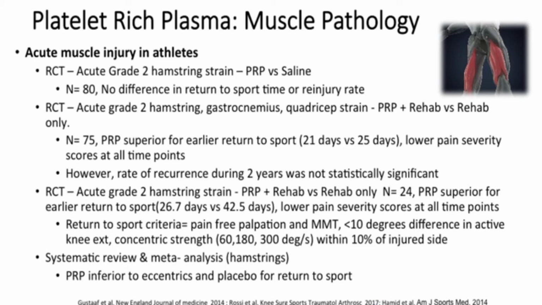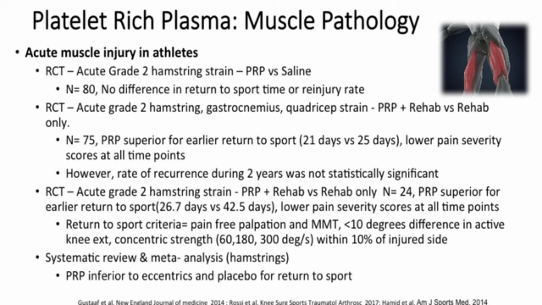Moving on to acute muscle injury in athletes. Most of these studies are based on hamstring strains. A few studies have evidence on gastrocnemius and quadricep strains. So a randomized controlled trial for patients with acute grade 2 hamstring strain compared PRP versus saline. In this study, there was no difference in return to sport time or re-injury rate.